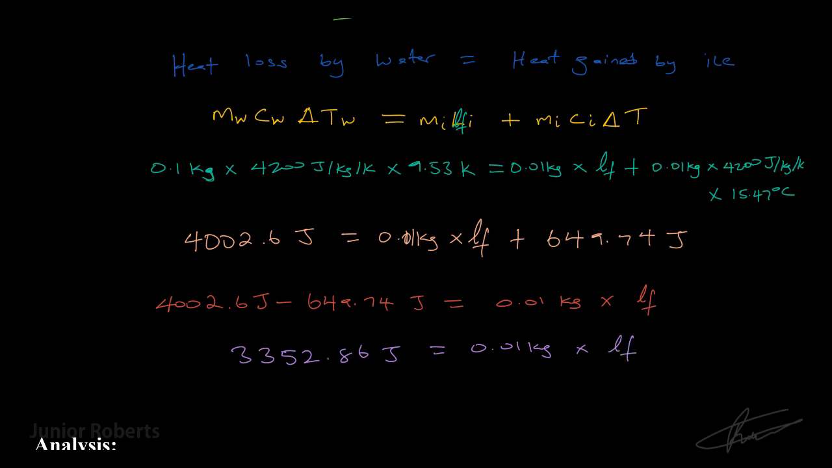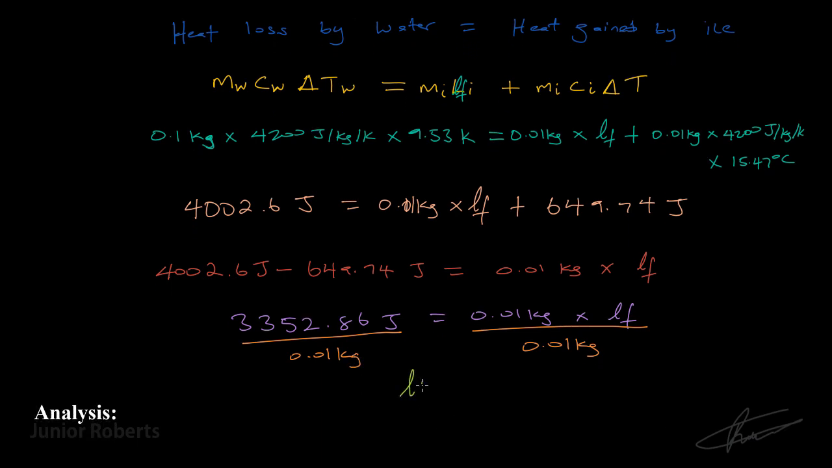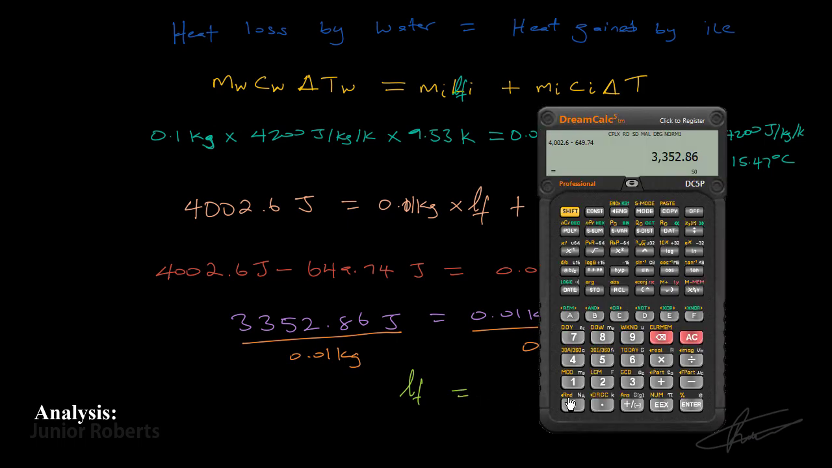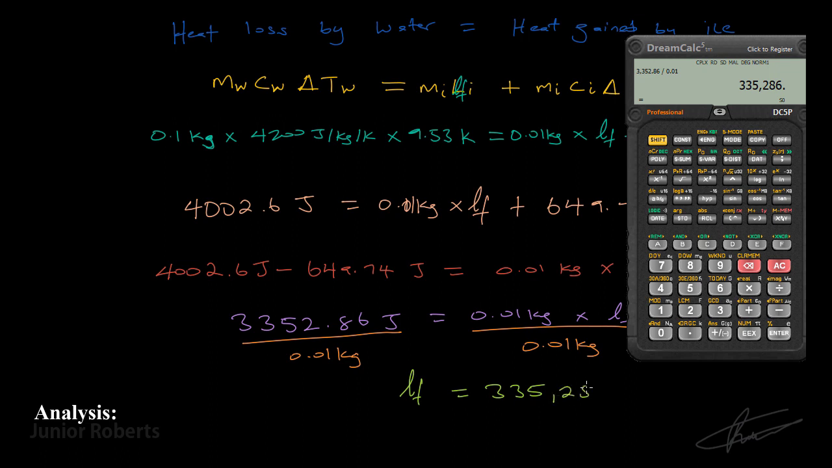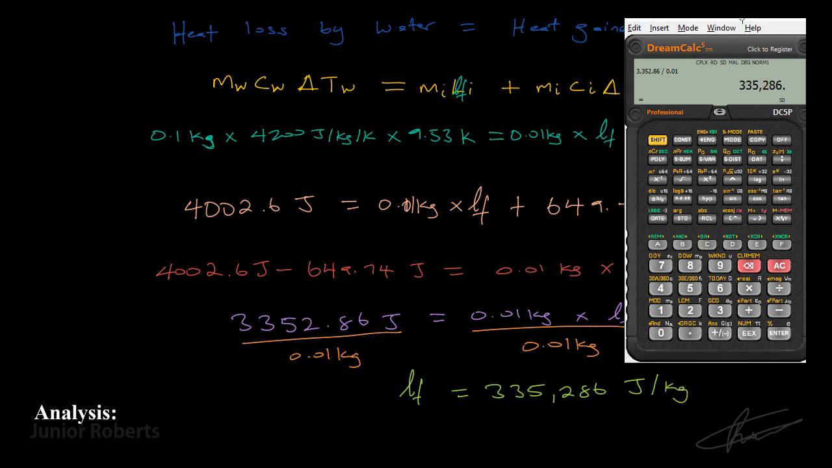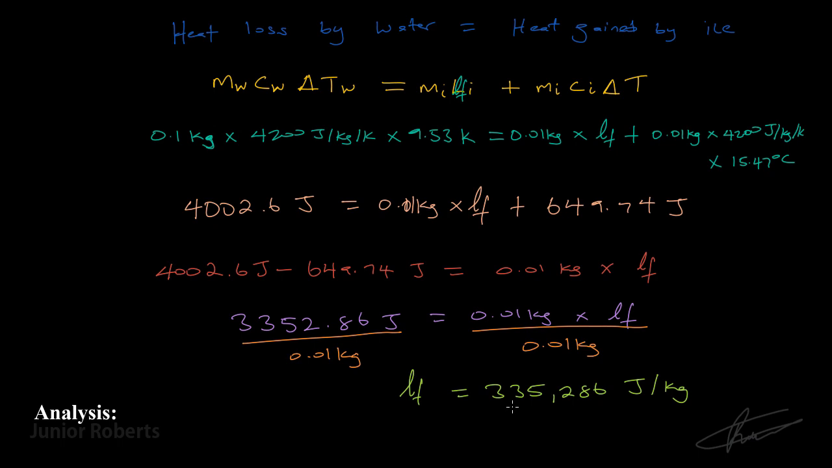But since we want to find the latent heat of fusion, we can divide both sides by 0.01 kilograms. And we see that our latent heat of fusion, LF, will be equal to, taking the calculator, we just divide by 0.01, and we get this number right here, 335,286 joule per kilogram. And that would be the value for the specific latent heat of fusion of ice.